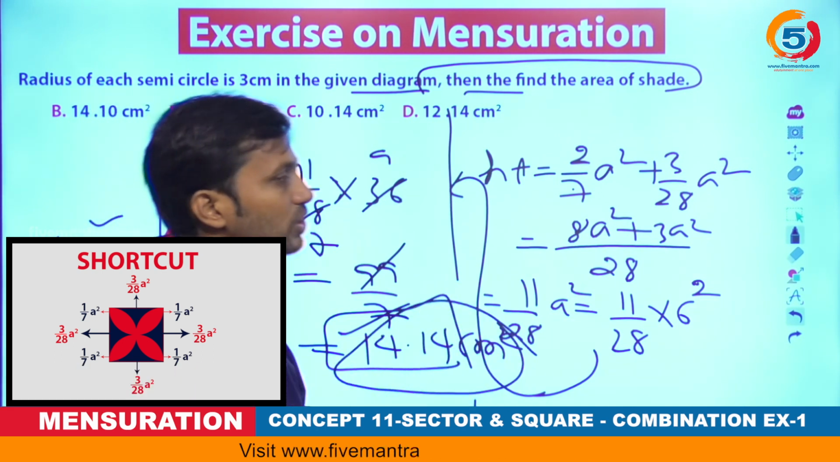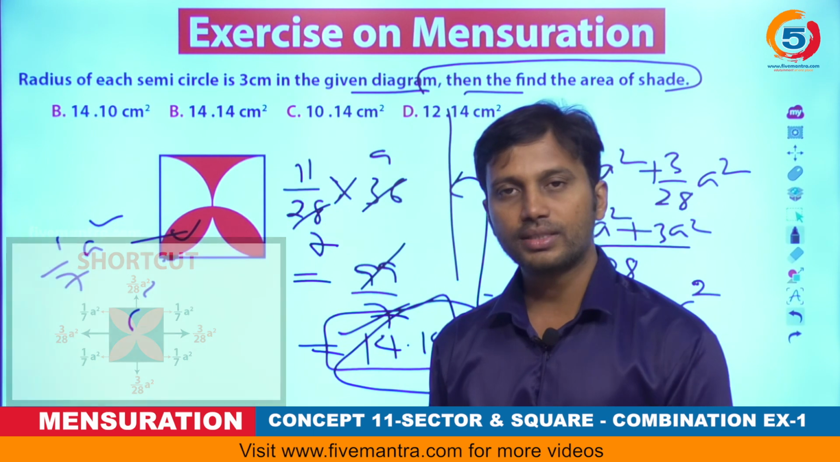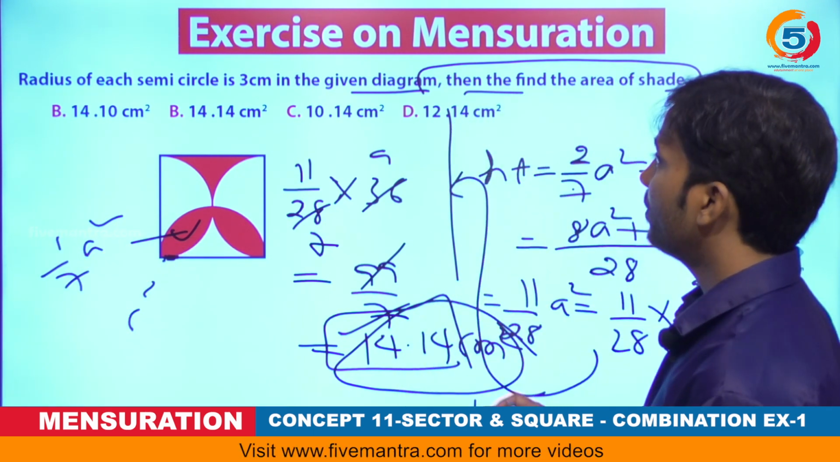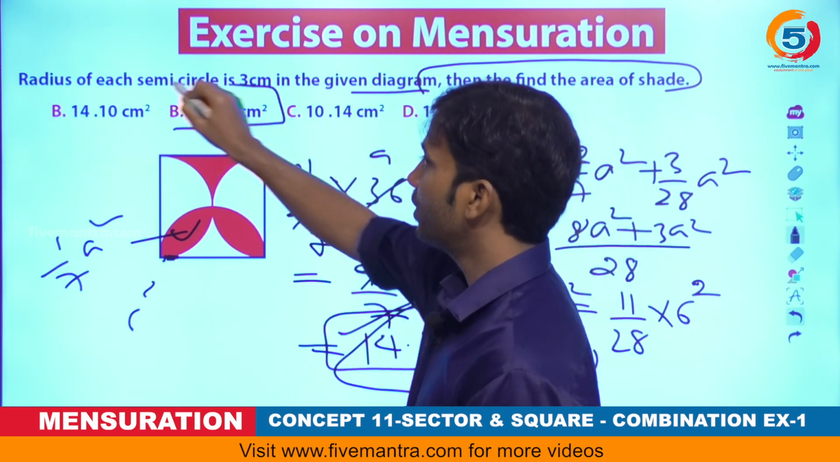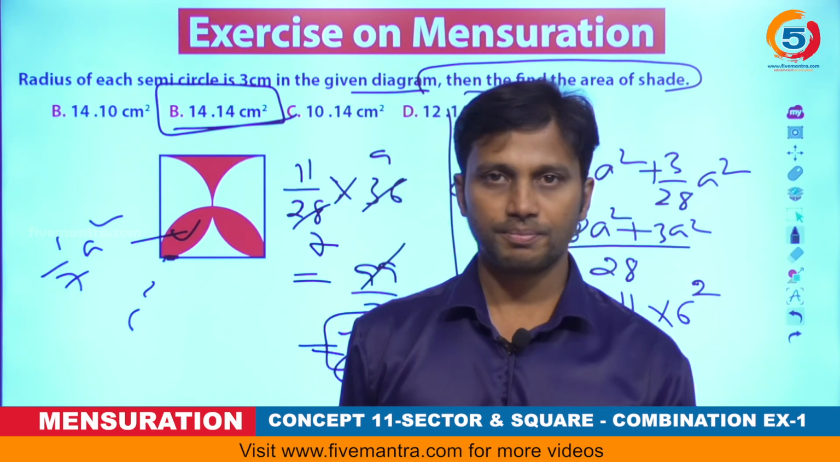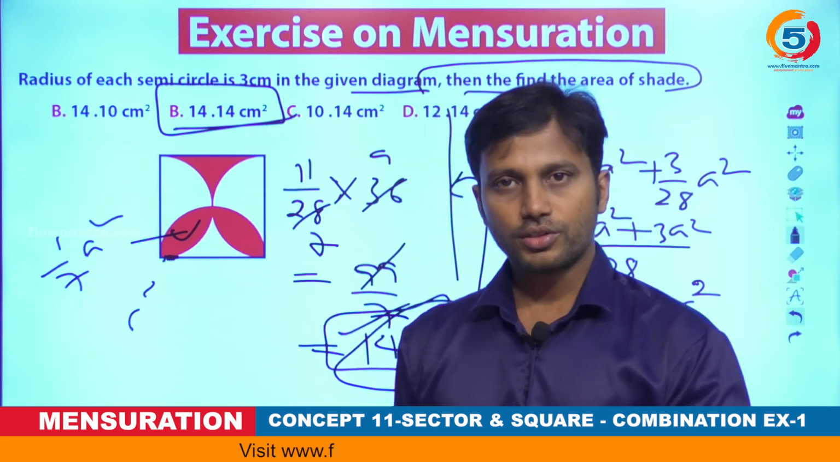That means what is your final answer for the shaded region? 14.14 centimeters square. What is your final answer? 14.14 centimeter square, which is a given option. So the option given as B is the correct answer for the given question. So this is also one of the cases.